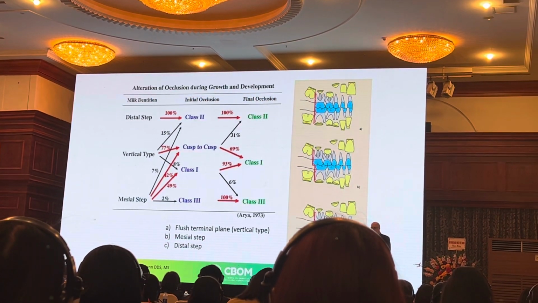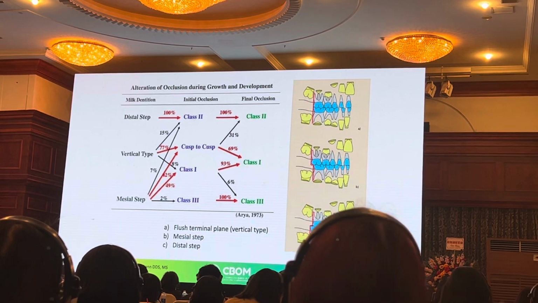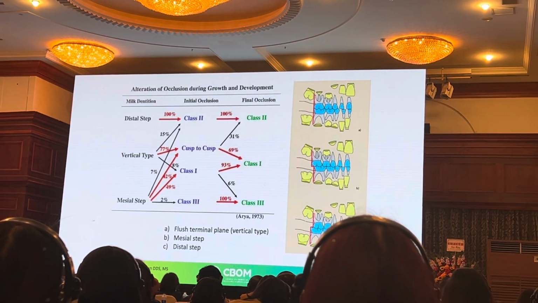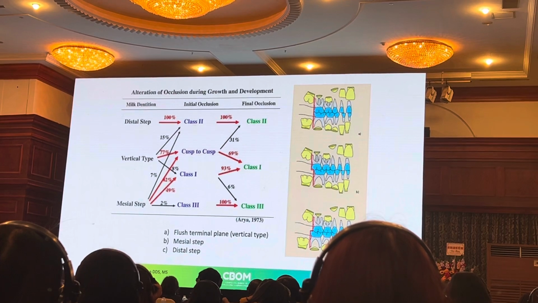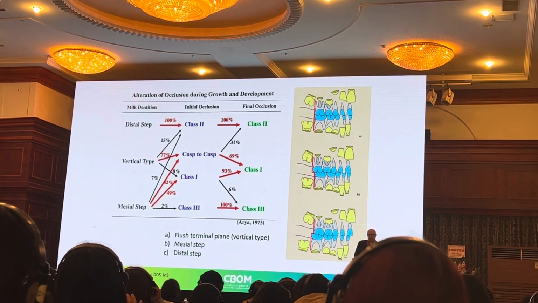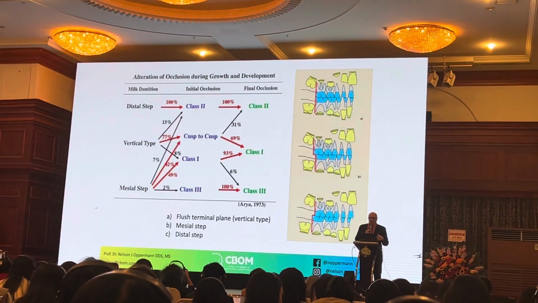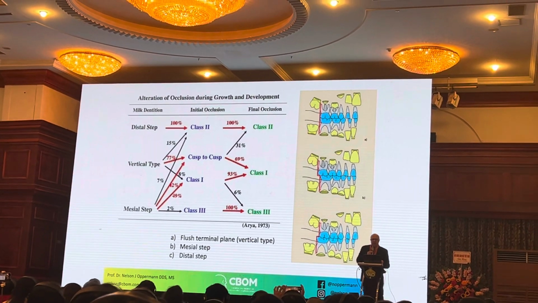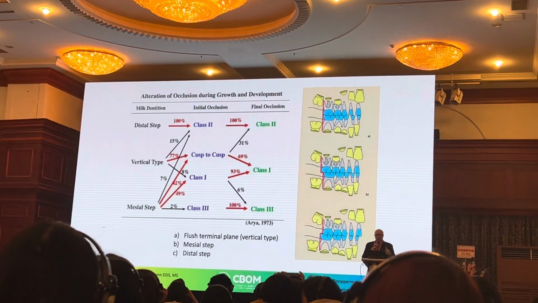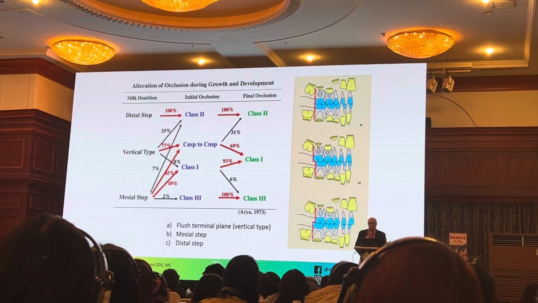So this is very well explained in the video. So how is our flush area on the deciduous molars? If it's straight flush, or a distal step, mesial step, we can go from here to class 2 or change to class 1 and so on.